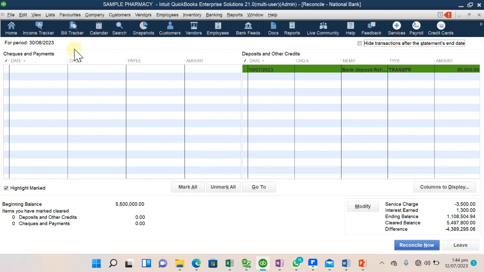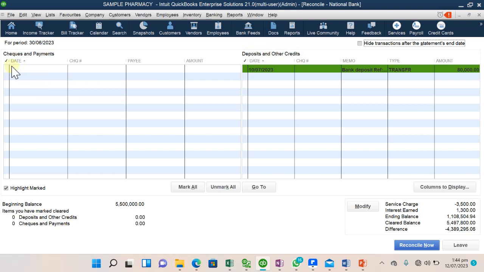My system is not showing a lot of things here, but it was supposed to show a lot. Compare this system, maybe because you have been using it, this and that. So we have two tables here. We have this table, checks and payments, and we have another table to the right here, deposits and other credits.